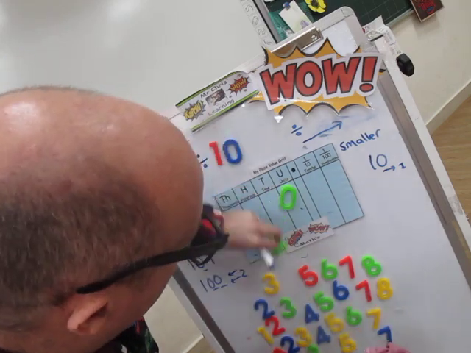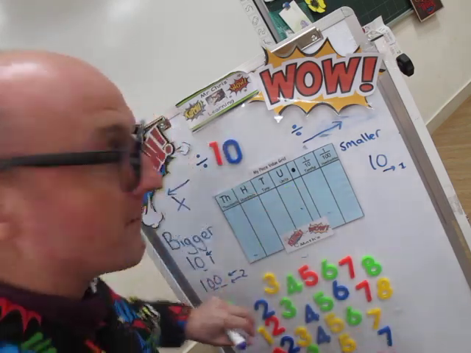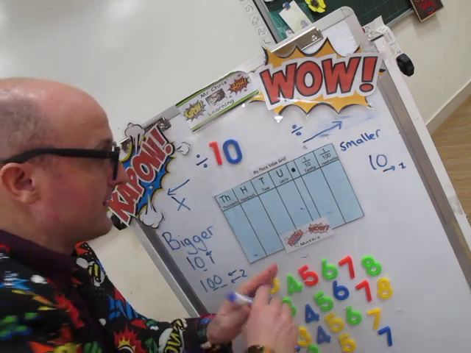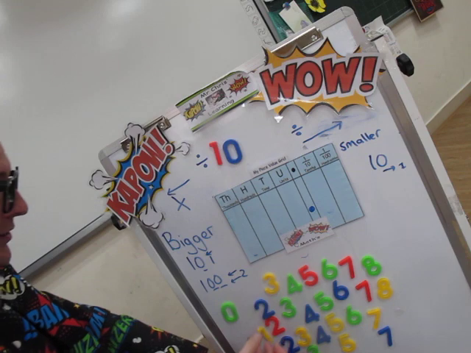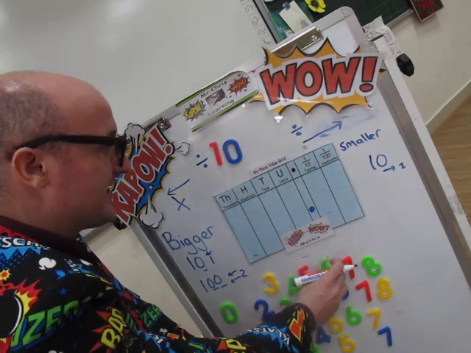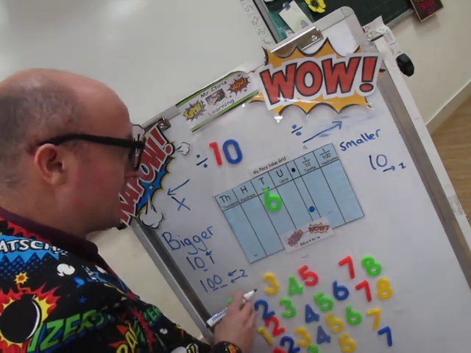So let's do a few others. And like we always do, we'll make it a bit harder, okay? Make sure we've got a decimal point there. Right, so let's do another simple one. Let's do 60 divided by 10.